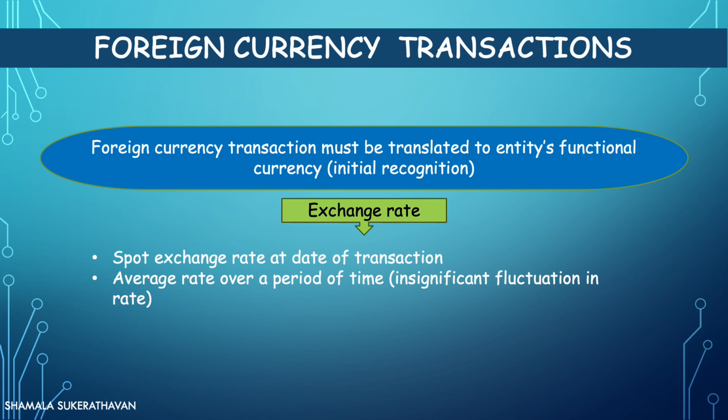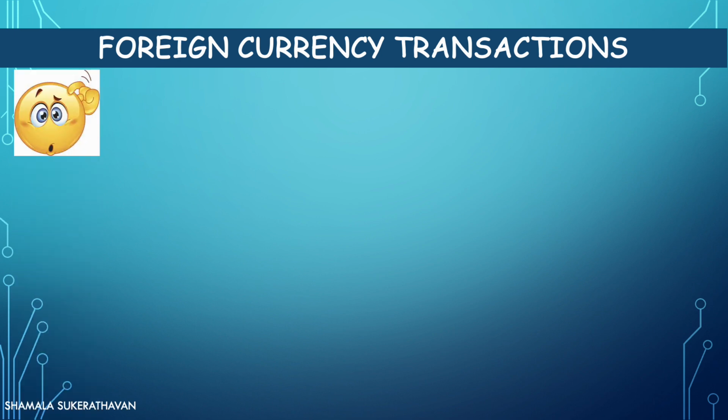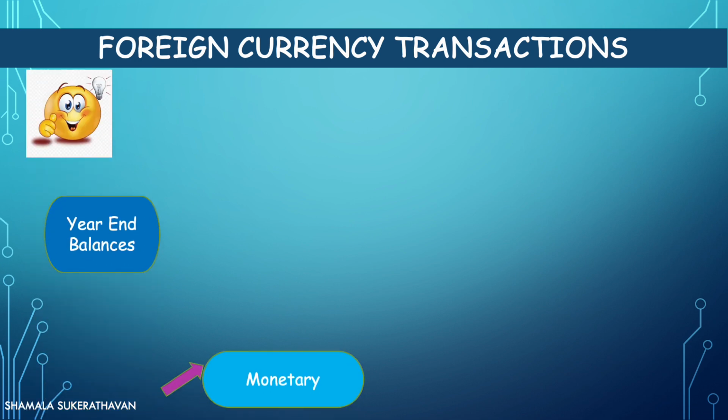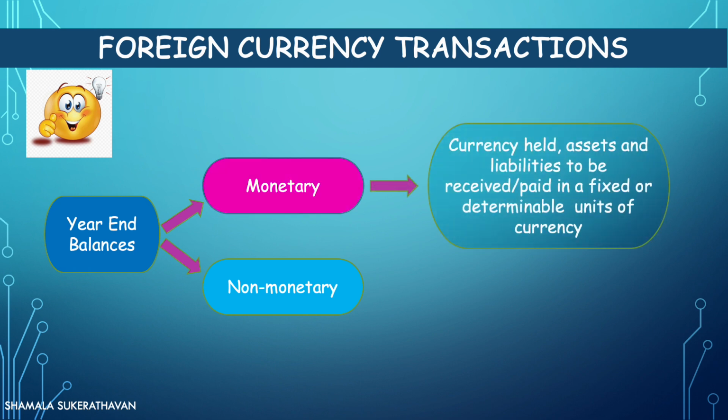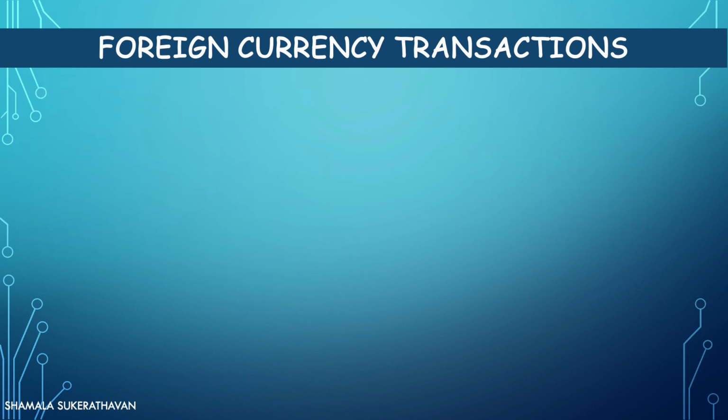fluctuated significantly. Question: how should an entity account for any foreign currency items remaining in the statement of financial position at the reporting date? The treatment depends on whether the item is monetary or non-monetary. The essential feature of a monetary item is a right to receive or an obligation to deliver a fixed or determinable number of units of currency.